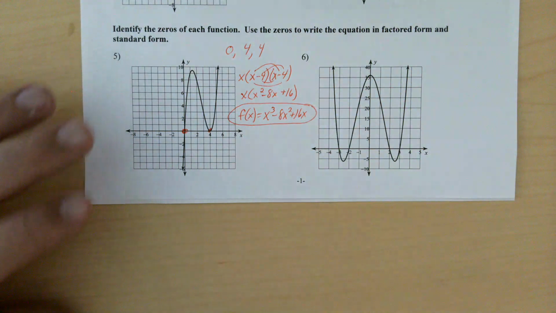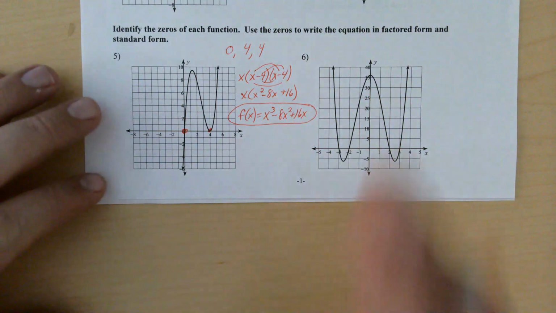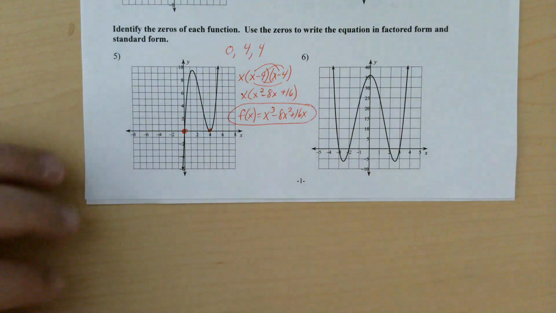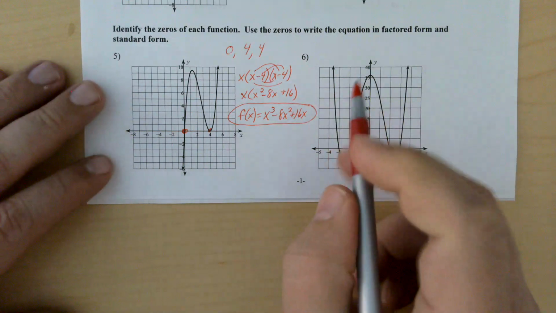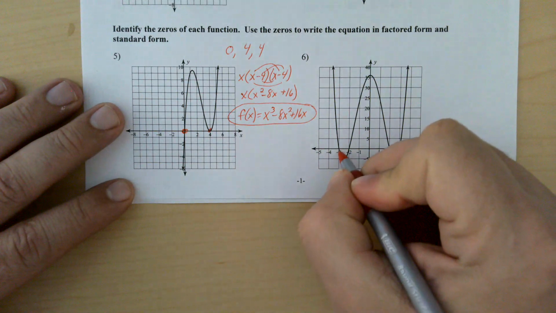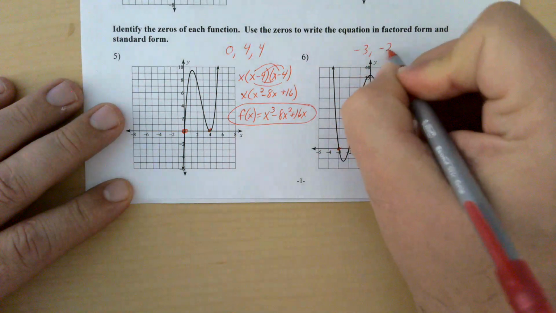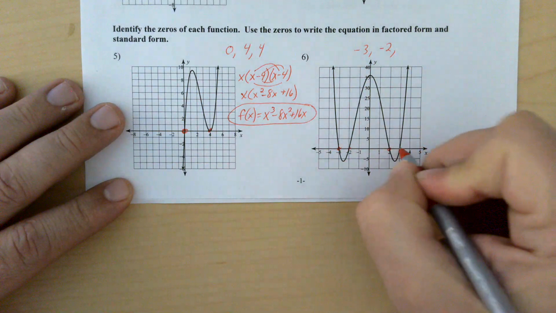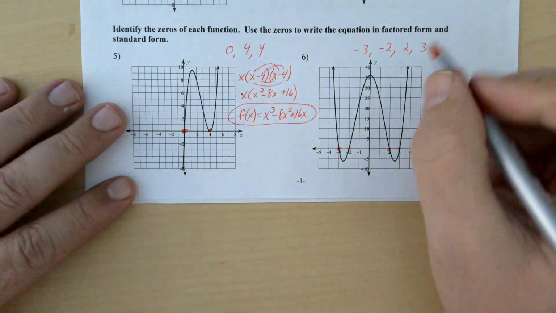And there's your answer. Okay, this next one, we're going to end up with a quartic, a degree of 4, because the graph is pointing up in both directions, so I know it's an even degree, and I have an even number of zeros. Okay, so we need to realize negative 3, negative 2, we have positive 2, and positive 3.